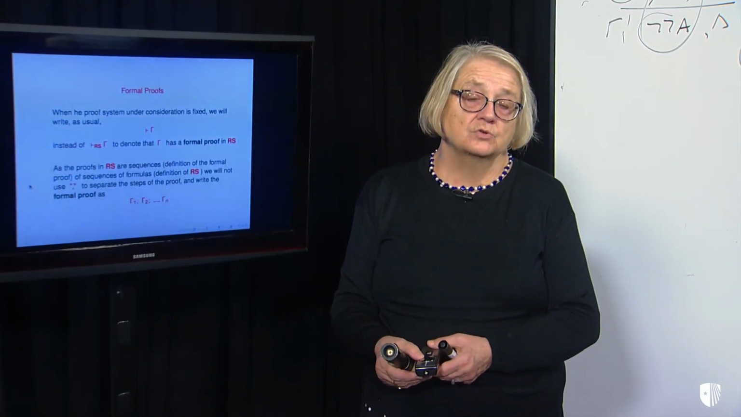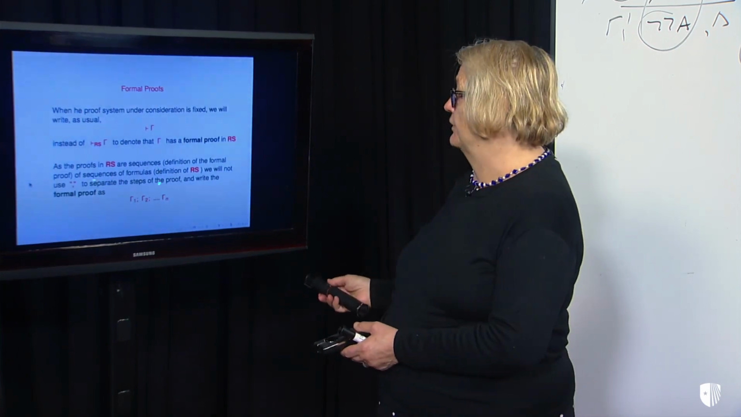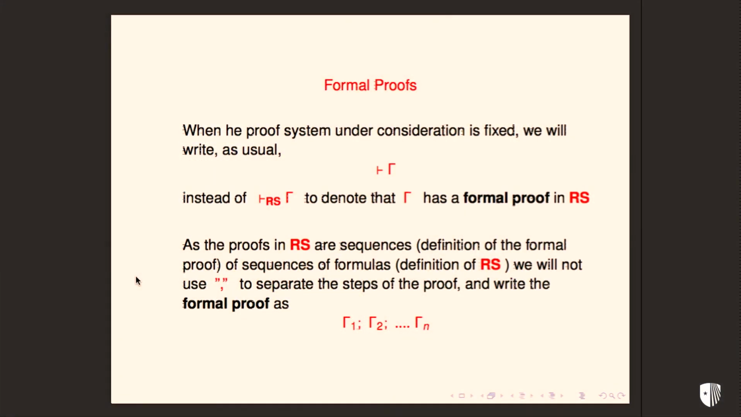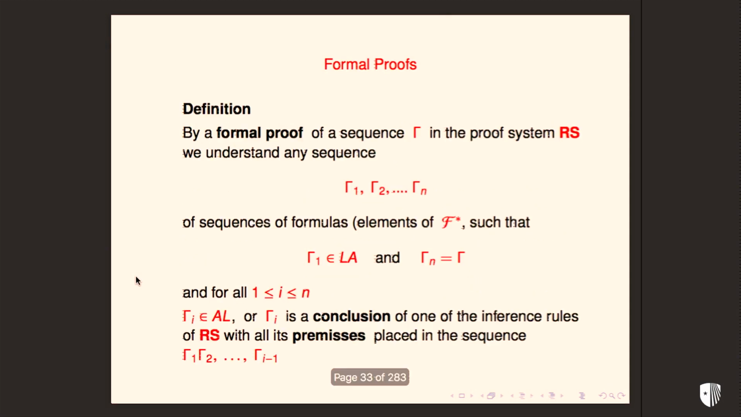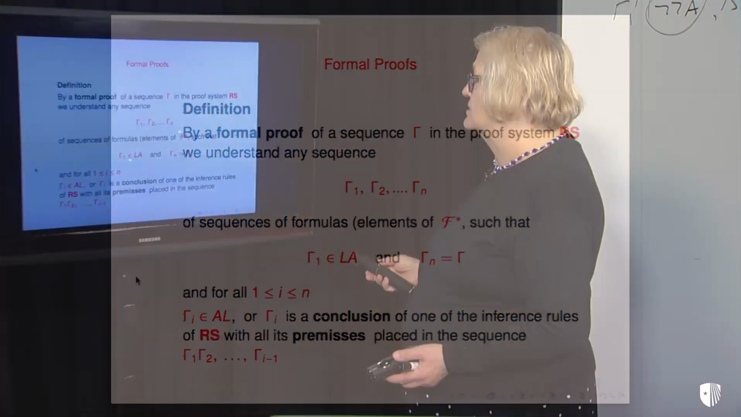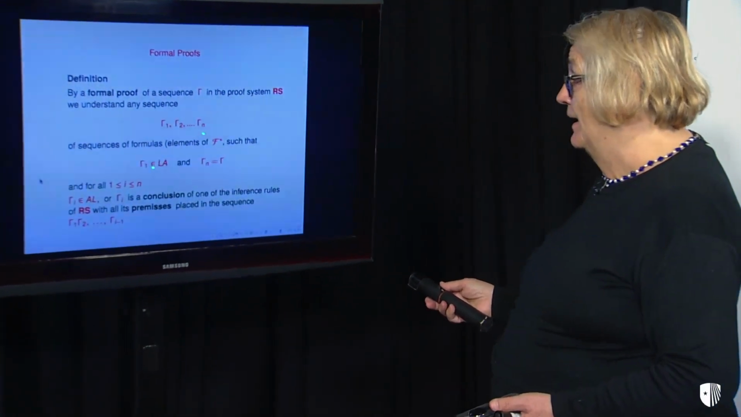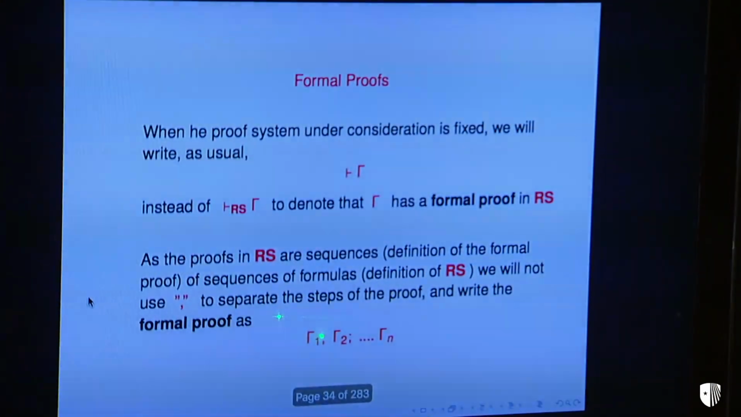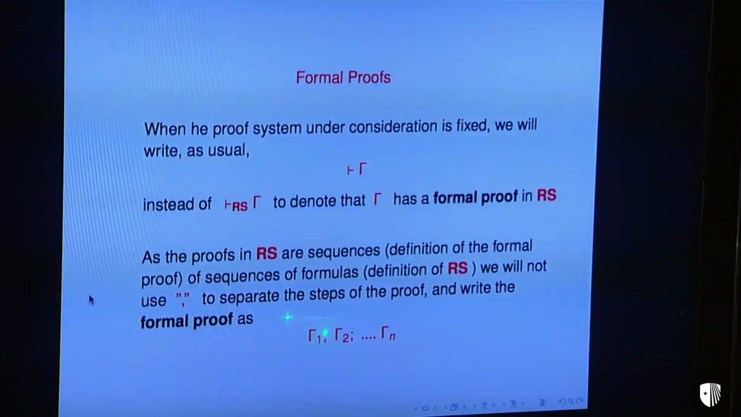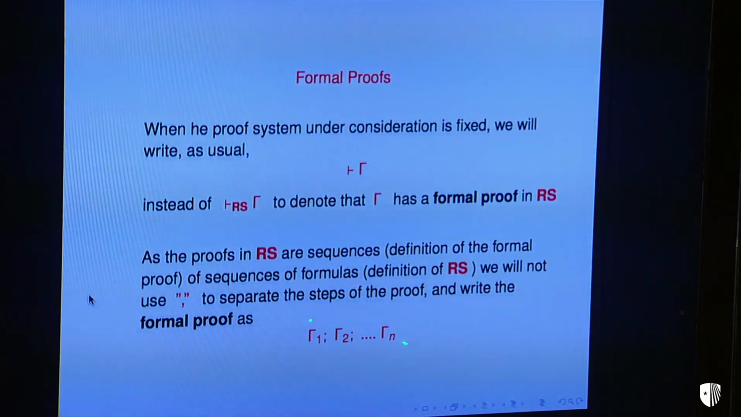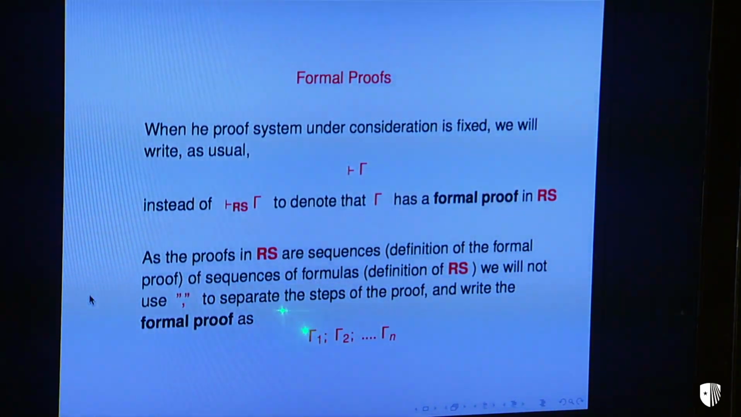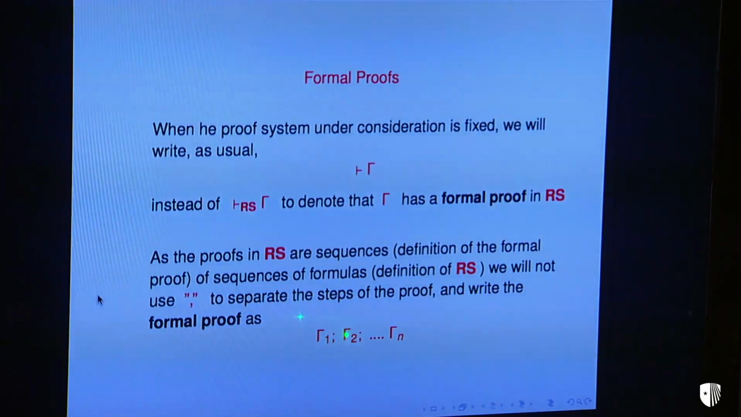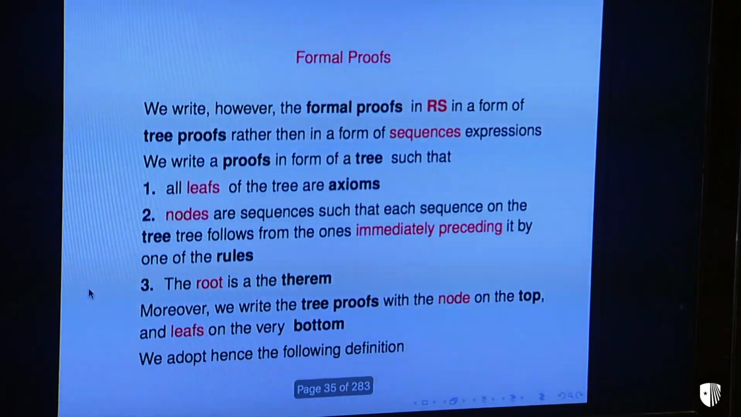And you write as usual, gamma has a proof, for the formal proof, and so on. In the definition of formal proof, the formal proof would really be a sequence of sequences, right? Because here you already have commas, because this is a sequence, so we write a formal proof with a double separator like this, to know where that premise, that sequence ends and a new sequence starts.